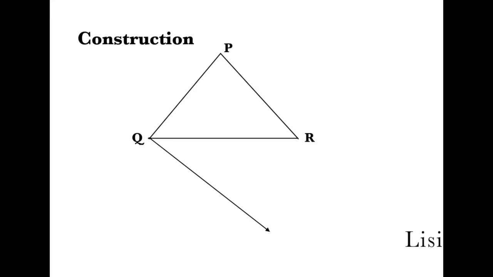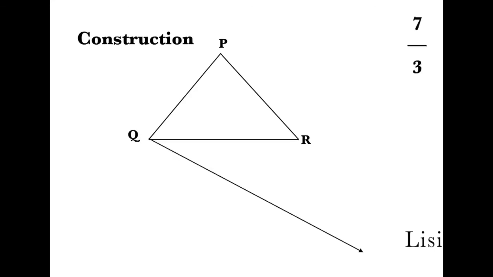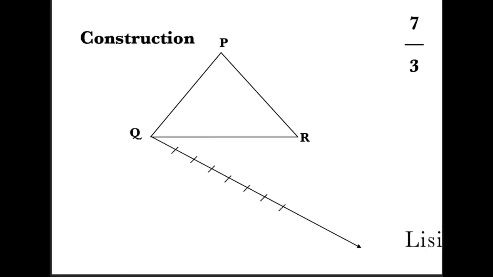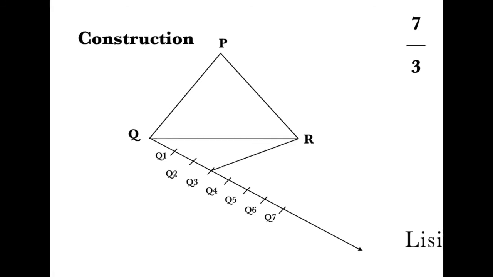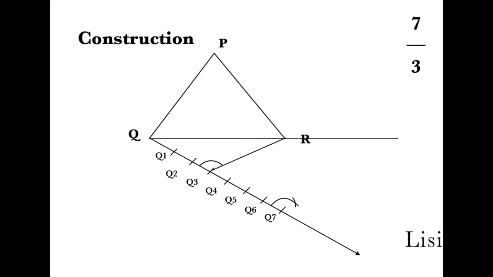Now draw a ray below QR and see 7, 3, isn't it? 7 by 3. With a random measurement, you cut 7 arcs and name it as Q1, Q2, Q3, Q4, Q5, Q6, Q7. And now in the denominator you are having 3. So you go with Q3. Now you join this Q3 to R. Place your compass at Q3 with a random measurement. Cut an arc with the same measurement. Keep your compass at Q7. Cut an arc. Now you measure this angle and place over here. Cut an arc. Now join this Q7 and this point and extend it. It will meet the line QR at R dash.